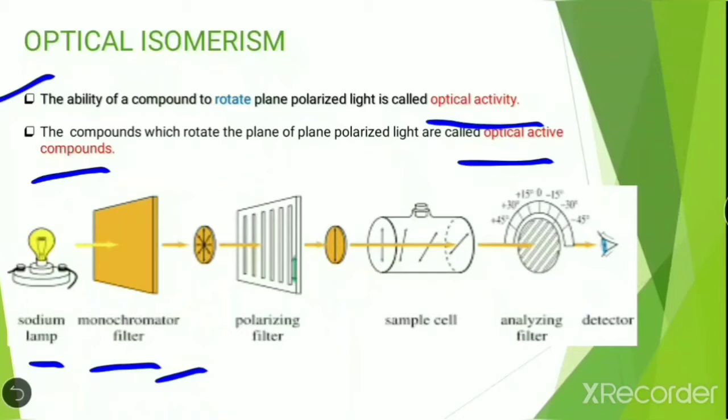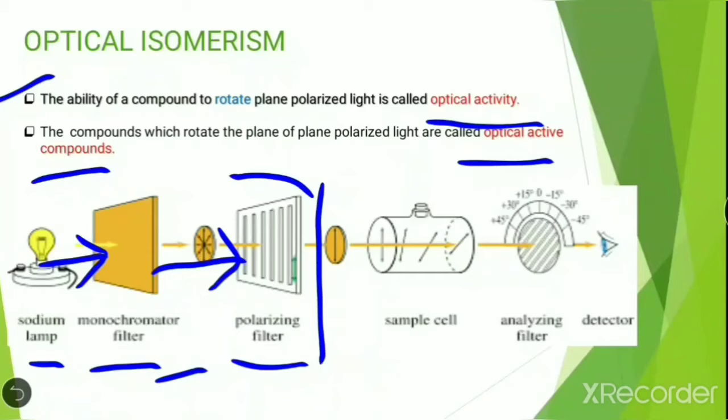The ordinary light is passed through the monochromator and it is filtered, and then it is passed through the polarizer. This is the polarizing filter, or you can call it a polarizer. After passing through the polarizer, the light which we get is the plane polarized light. And this plane polarized light is then passed through a solution of a certain organic substance. The plane polarized light gets rotated through a certain angle.